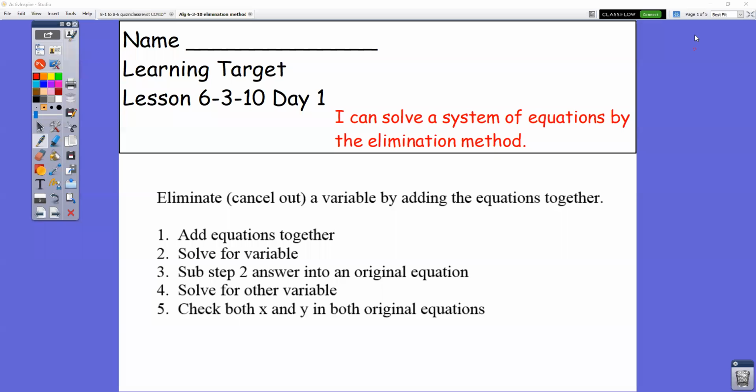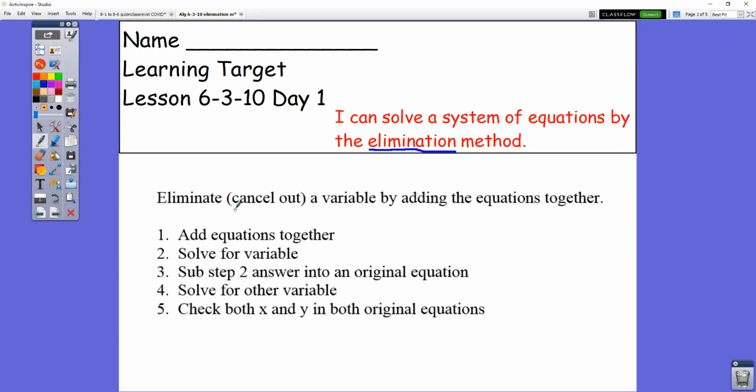So this is the lesson for 3-10, day one. All right. What we're doing today is solving systems of equations algebraically, but we're using something called the elimination method. Think about what the word elimination means, the word eliminate. To eliminate means that you get rid of something.